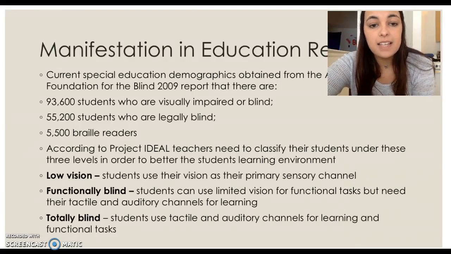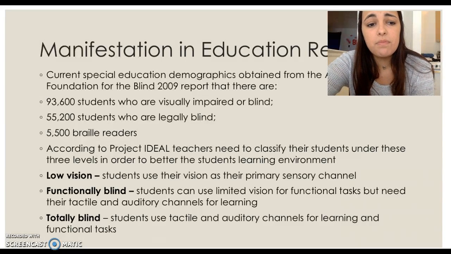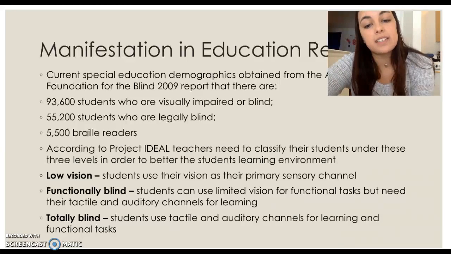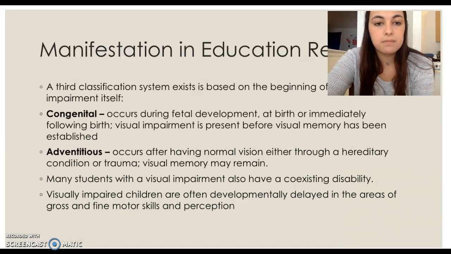According to Project IDEAL, teachers need to classify their students under these three levels in order to better the students' learning environment. The first one is low vision. Students use their vision as their primary sensory channel. The second one is functionally blind. Students can use limited vision for functional tasks but need their tactile and auditory channels for learning. Totally blind is students use tactile and auditory channels for learning and functional tasks.